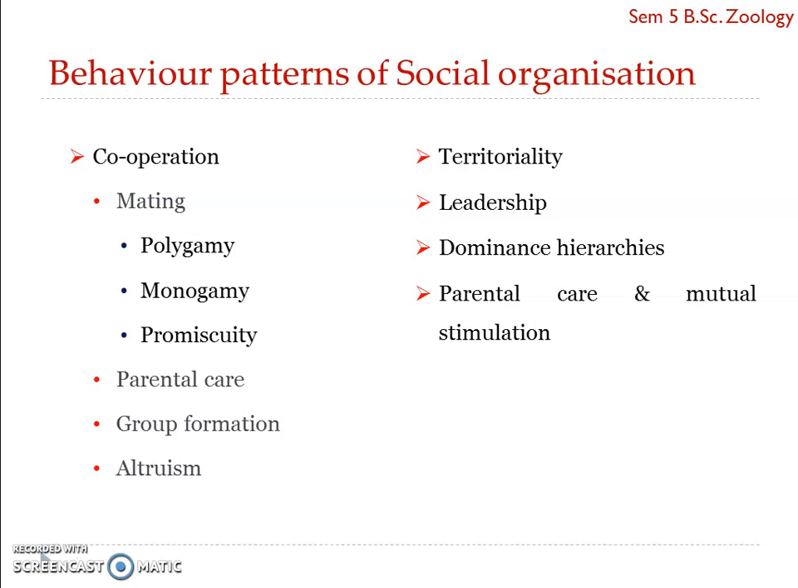The social organization is related to some behavioral patterns, and these include cooperation, territoriality, leadership, dominance hierarchies, and parental care. Now, cooperation is the behavior in which members of a species cooperate among themselves and form social groups for mutually beneficial activities like hunting, protection of the society or the group, defending the group, communication, reproduction, parental care, etc. And the highest degree of cooperation is found among social animals with well-defined society pattern.